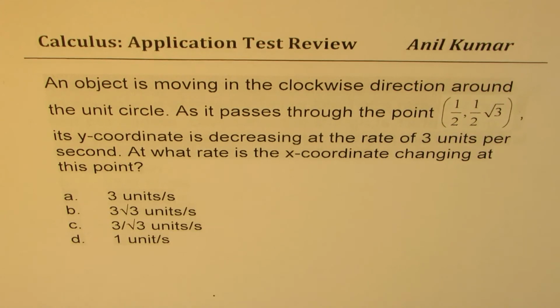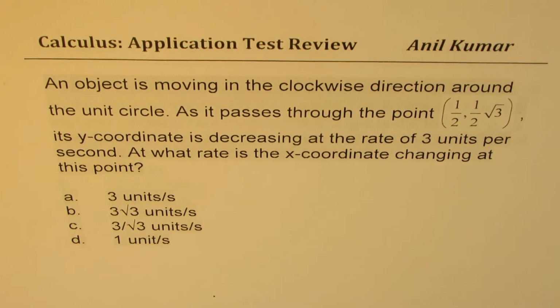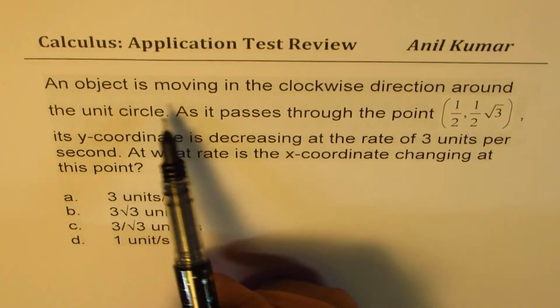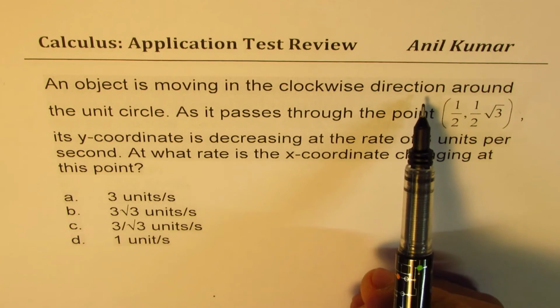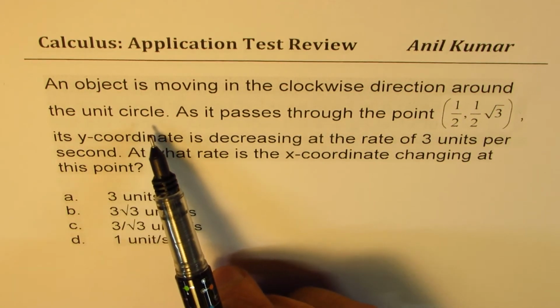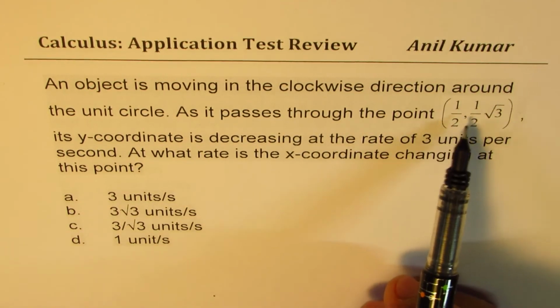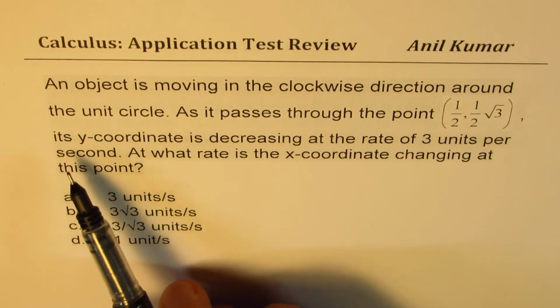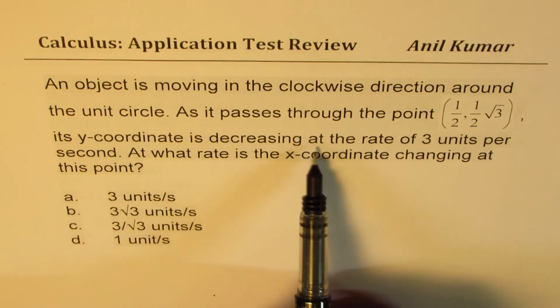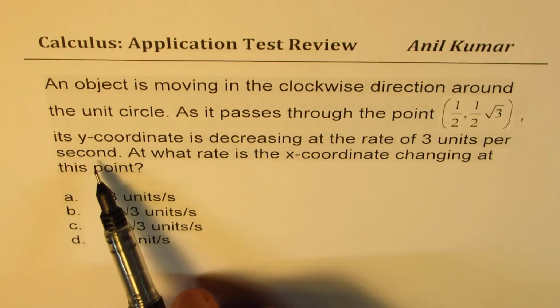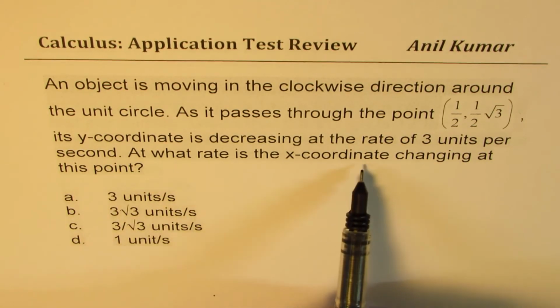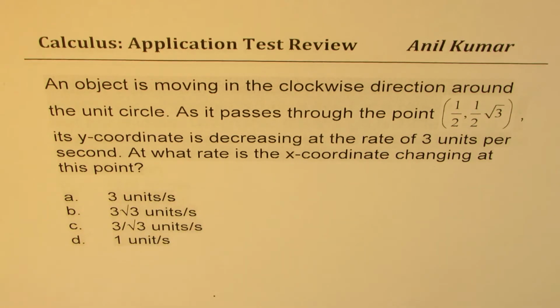Now you know the concepts. I'd like you to answer these multiple choice questions. I have a few of them for you. The first one here is, an object is moving in the clockwise direction around the unit circle. As it passes through the point (1/2, root 3 over 2), its y coordinate is decreasing at the rate of 3 units per second. At what rate is the x coordinate changing at this point? So that's the question for you. I'd like you to pause the video, answer the question, and then look into my suggestions.